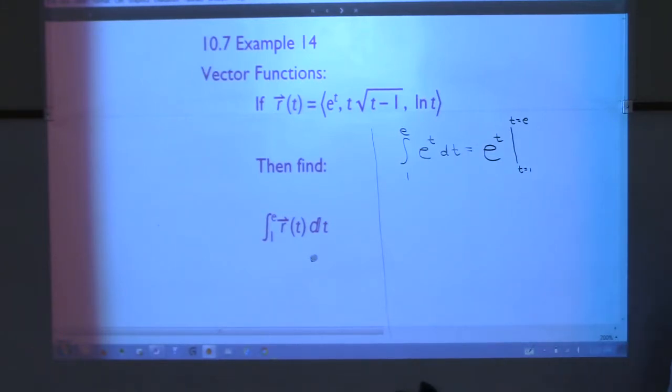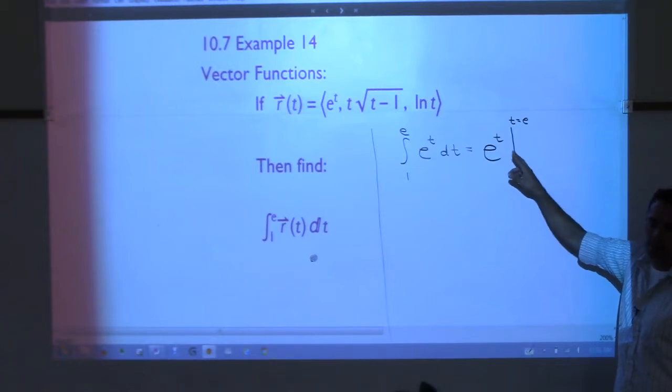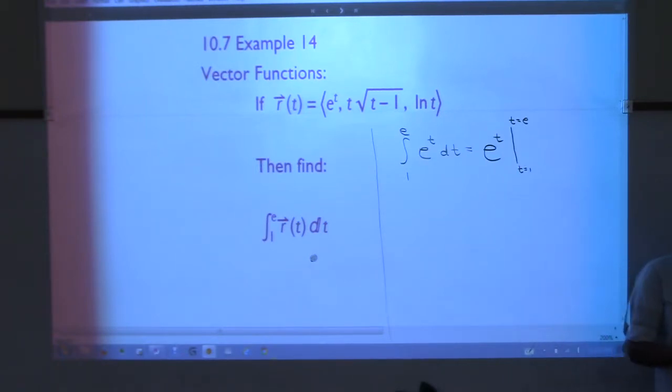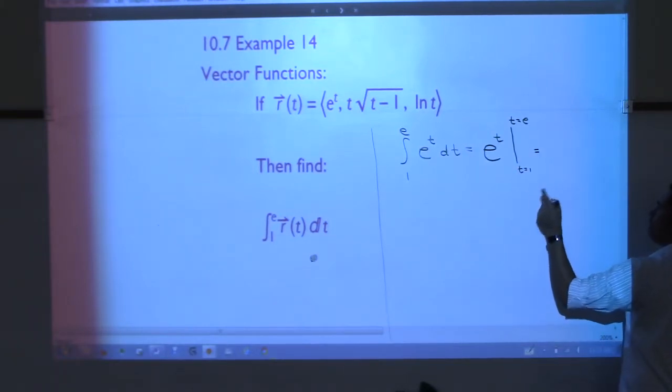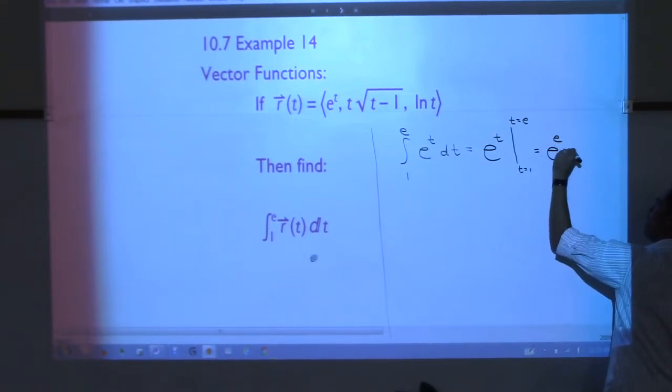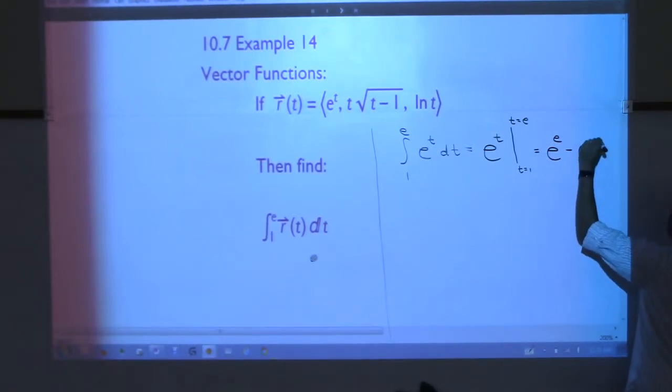I know in my Cal 2 classes I didn't put the t, but I'm going to start putting it now, because later on we're going to have to keep track of that sort of thing. It's always been assumed that we're plugging in 1 for t, but later, as we get more variables, we're going to need to know what we're plugging in for. So now you plug in e first, so e to the e, and then you subtract from that e to the 1. That's a number. That'll be the first component of my answer, but I'm just going to leave it there. Next one.